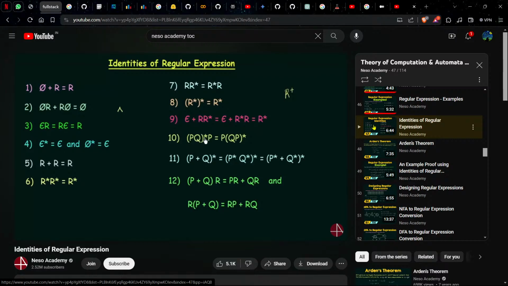Here it says that (P concatenation Q)* concatenated with P is equal to P concatenated with (Q concatenation P)*. So this is something you just have to remember. Okay, so now let's come to the next one. Here also you have to remember it.